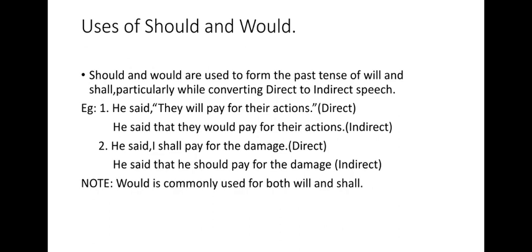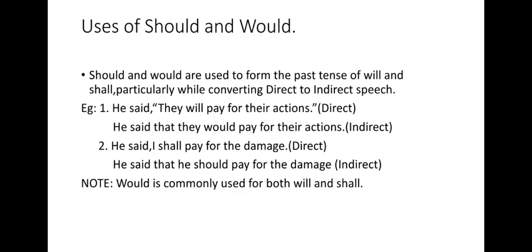For example, he said they will pay for their actions. Now this sentence is in direct speech, okay? So if I convert this to indirect speech, how would I do it? He said that they would pay for their actions. Now can you see, would is used; would is the past tense used for will.